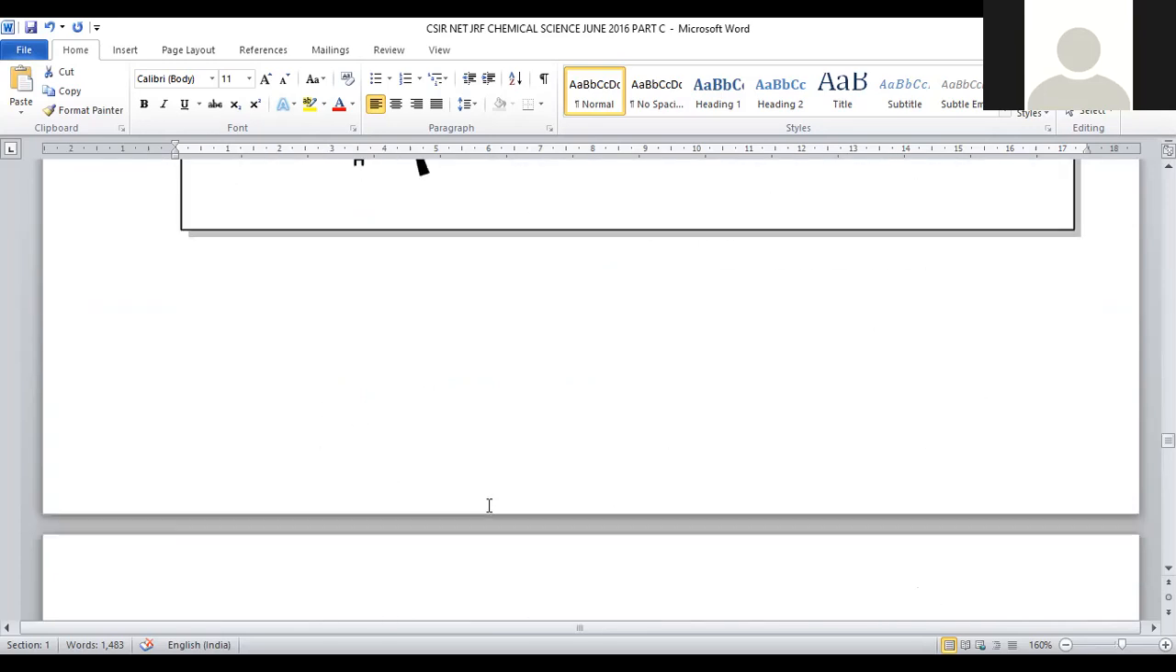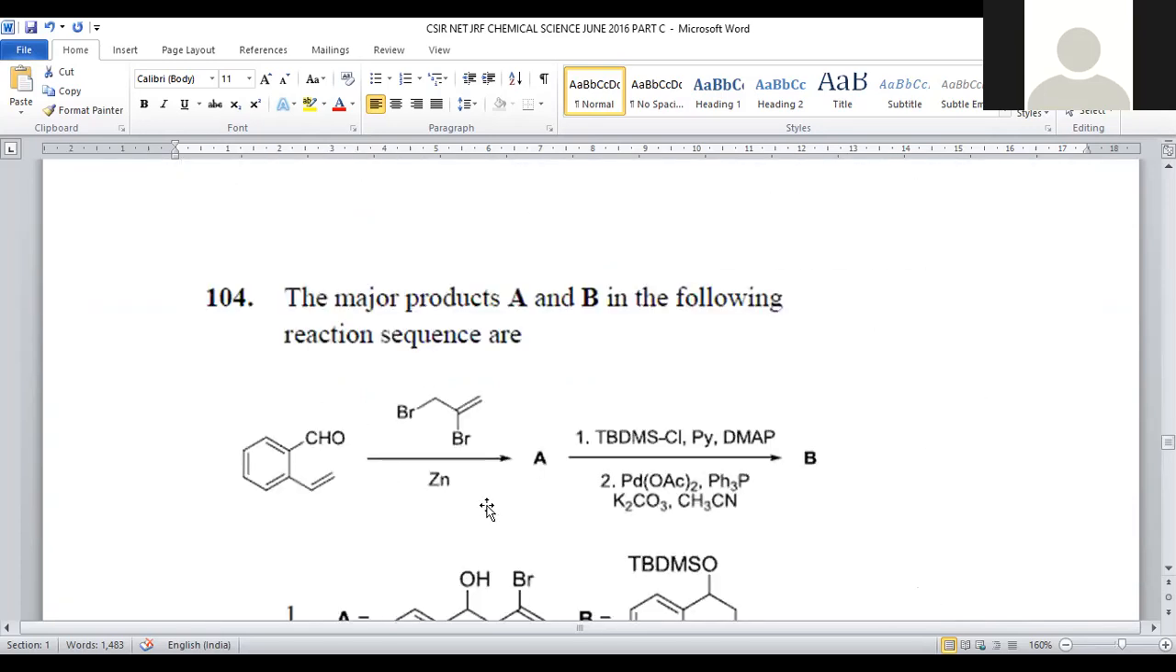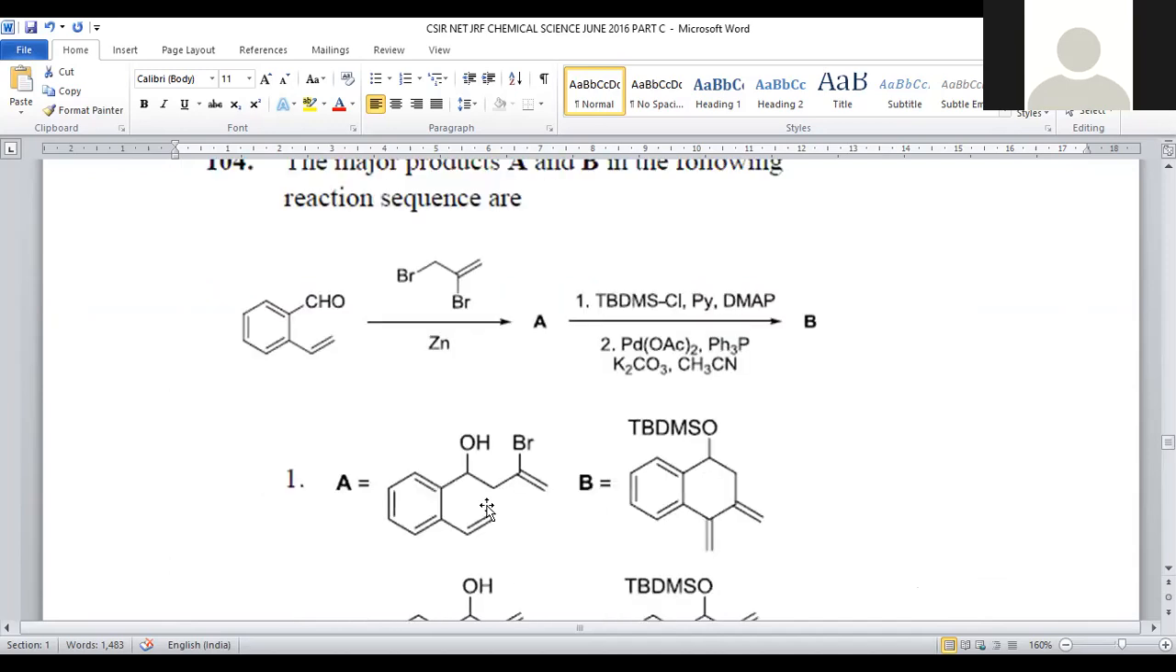Let us move on to question number 104. Here, find the major products A and B in the following reaction sequence. We are taking benzaldehyde, and adjacent, in the second position, a vinyl group is there. 2-vinyl benzaldehyde is the starting material, and a dibromo alkene was taken here in the presence of zinc. Any alkyl halide in the presence of zinc always proceeds with a Reformatsky reaction, right? So here the product will be obtained. A is the product at this instance.